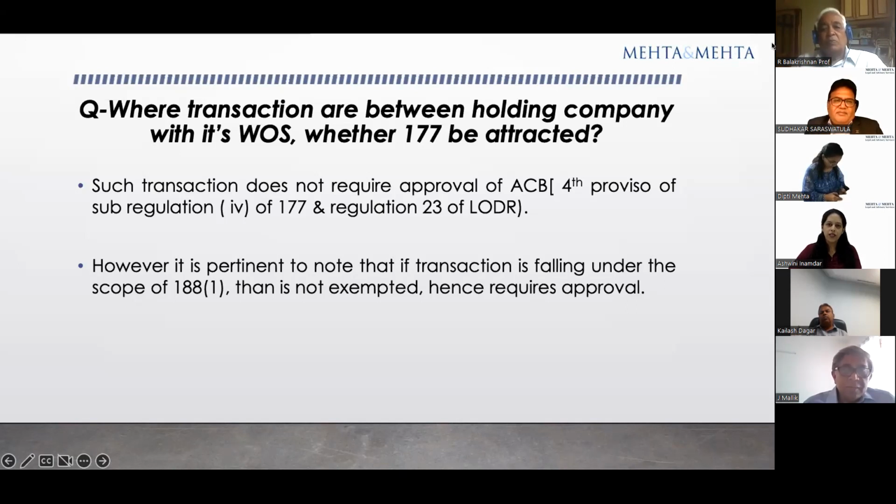Okay, so whether for transactions between a holding company and its wholly owned subsidiary, section 177 is attracted. For such transactions, approval of the audit committee is not required. It is specifically given in the 4th proviso of sub-section 4 of section 177 and also in regulation 23 of LODR. However, it is important to note that when this exemption is given, it is specifically saying that transactions falling under 188 will require approval. So any transactions that require approval under 188 have to follow the process, but the rest will not require approval is the understanding.